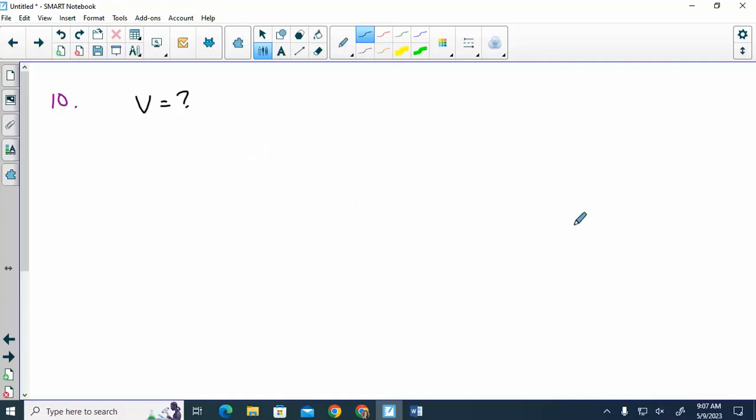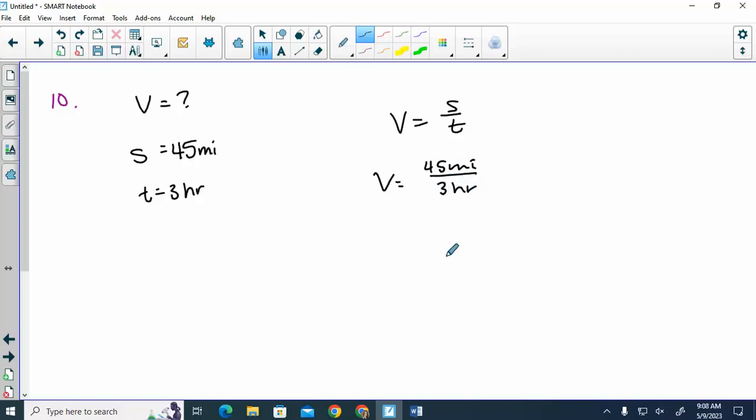The distance on the outside of the circle is 45. What variable represents distance on the outside of the circle? S, that's arc length, the outside distance. And the 3 hours would be time. So if I look at these, I could do V equals S over T. So you get 45 miles divided by 3 hours. 45 divided by 3 is 15. And then our units would be miles per hour.